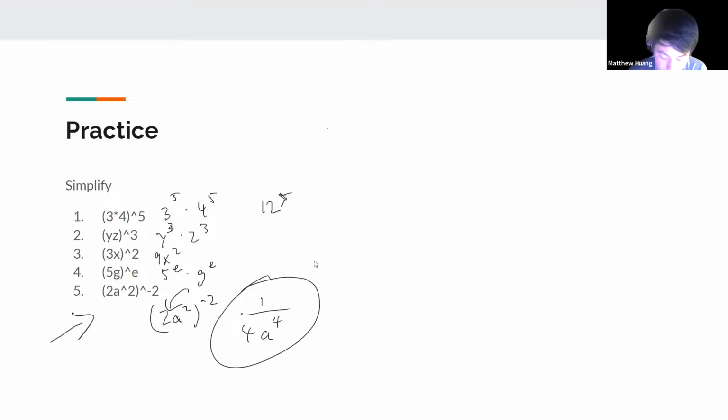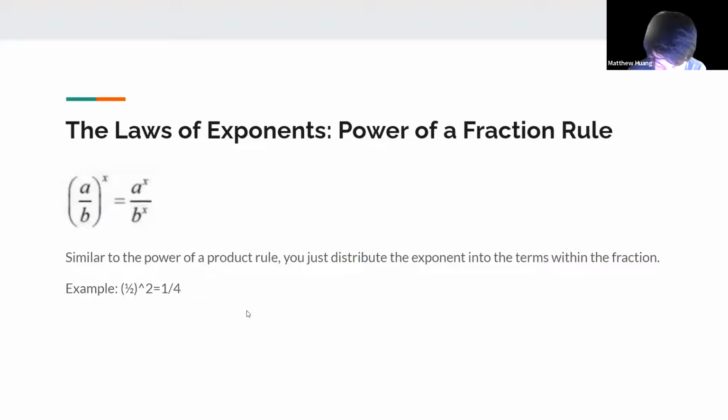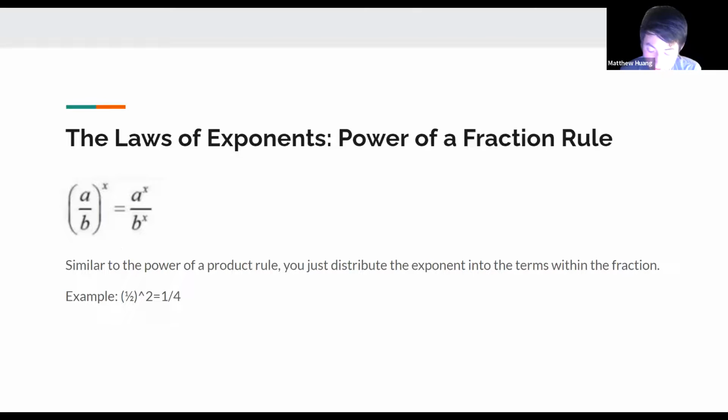If not, let's move on to the next concept. All right, so this one is similar to the power of a product rule. You just distribute the exponent inside to the terms within the fraction instead of the product this time. So still the same concept, essentially.